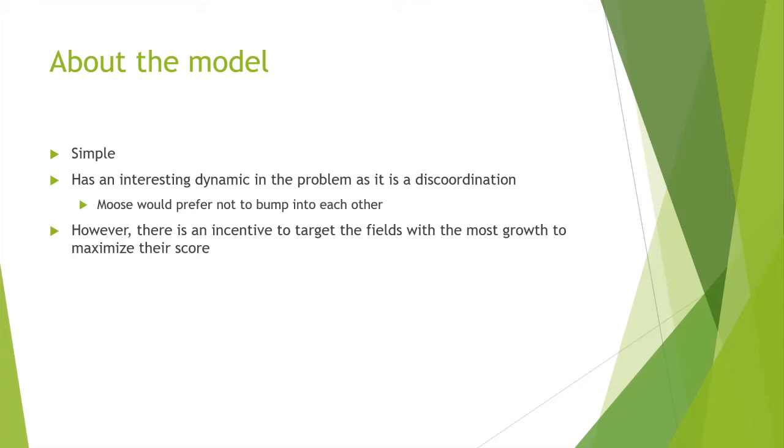So moose have an incentive to kind of not fight with each other because they're not going to eat and score, and they'll damage the landscape around them. They're going to prefer not to bump into each other. However, there's also an incentive to go to the fields with the most growth, that have the most food on them, in order to maximize their score. So there's kind of a pressure to move the 2 moose to the same field if it scores very high.